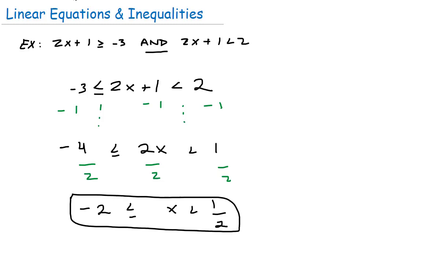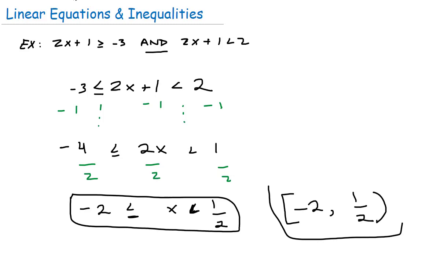In interval notation, we would say that any number between -2 and 1/2 would satisfy this inequality. Notice we have an equal bar on -2, so we'll use a bracket on that side, and no equal bar on the 1/2, so we'll just use a parenthesis on that side, and that would be our solution.